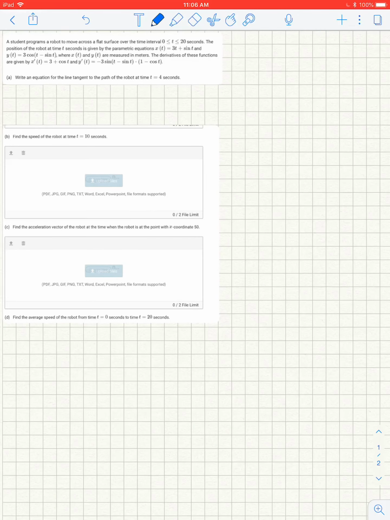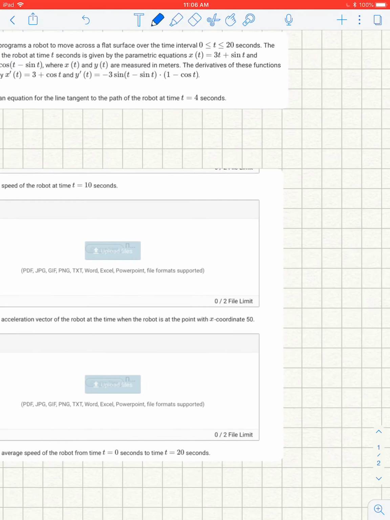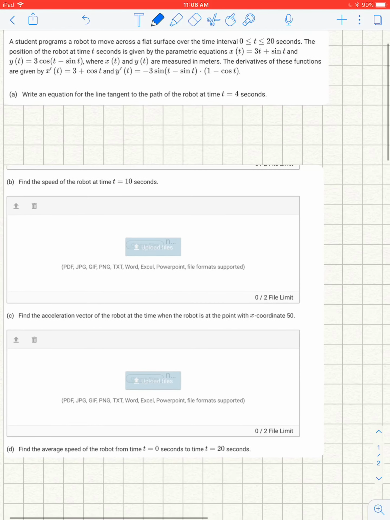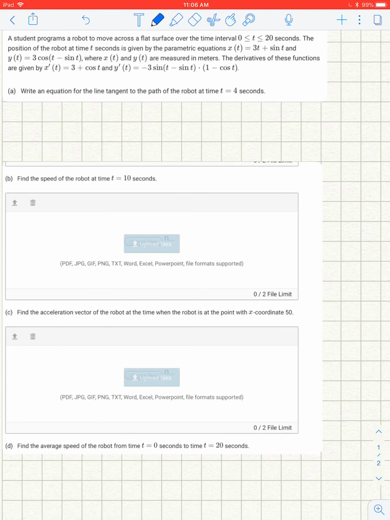Trying to go over some of these parametric and vector value functions, like how would you see them in an AP question. So this was from College Board, okay, and here you could see like the student programs a robot to move across a flat surface, and they're giving you his movement with the X and with our Y coordinate, kind of telling us how it's moving throughout. Plus it also gives you the derivative of X and the derivative of Y, which is important here.